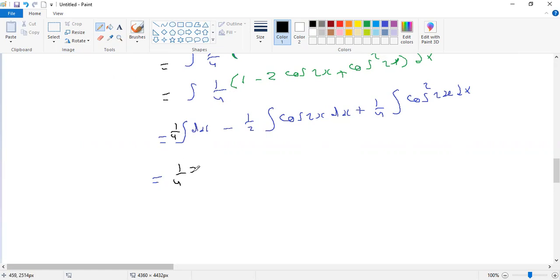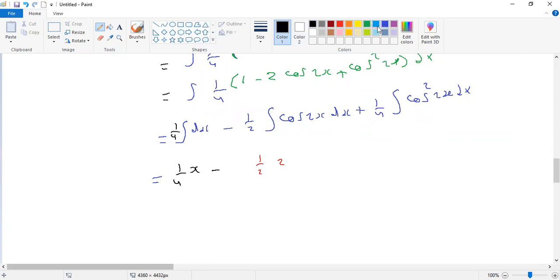The integral of 1 dx is x, because the derivative of x is 1. Minus, what is the integral of cosine? Sine. The integral of cosine is sine, but you need the derivative of which one? Of 2x. So we need there a 2. Now what do I have to do? I have to multiply by 2 inside the integral, or outside the integral I have to divide by 2. Like half times 2 is 1.